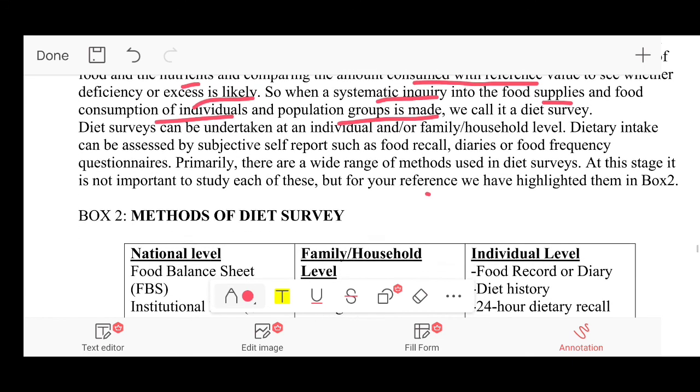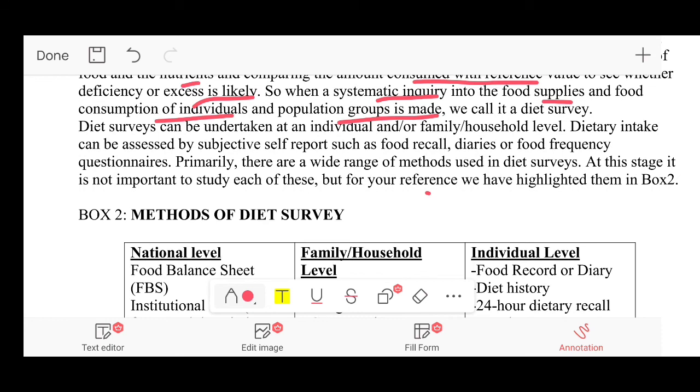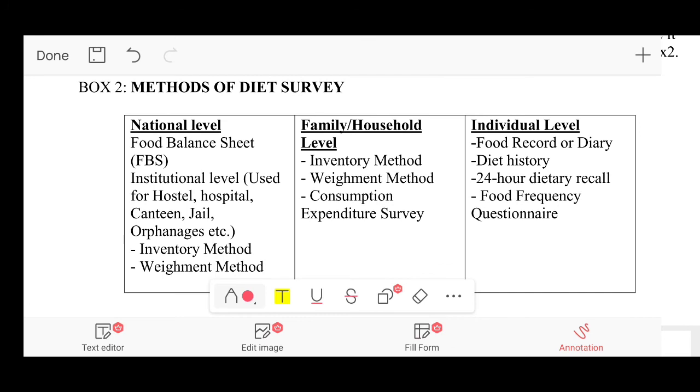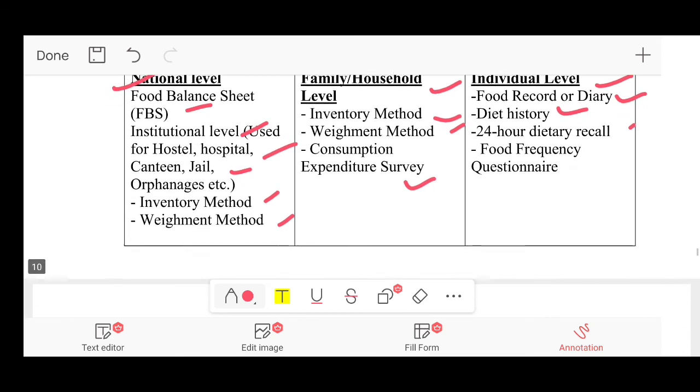A diet survey can be undertaken at an individual, family or household level. Here are the methods of diet survey. At the national level, there is the food balance sheet. At the institutional level, for hotel, hostel, hospital, canteen, jail etc., there are the inventory method and weighment method. At the household level, the inventory method, weighment method, and consumption expenditure survey. At the individual level, that means food record or diary, diet history, and 24-hour dietary record. By these methods the survey can be done.